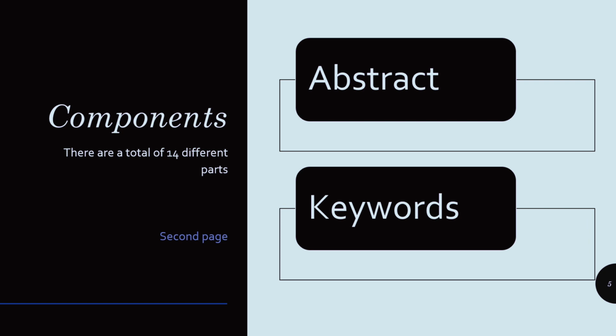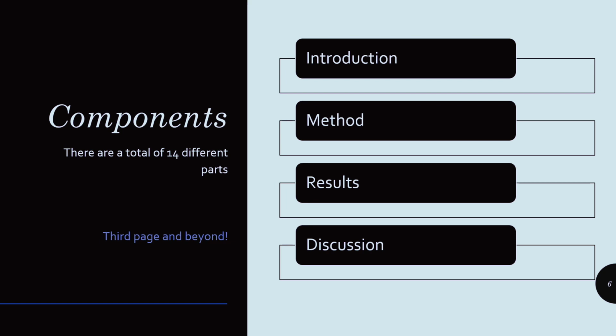And then the keywords, these are used for indexing databases. This helps readers to find your work. These could be words, phrases, acronyms used throughout your paper or important aspects of the paper.